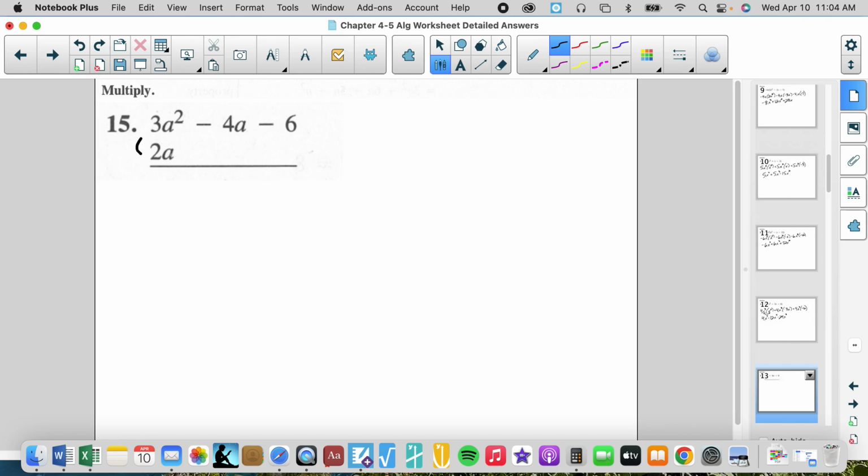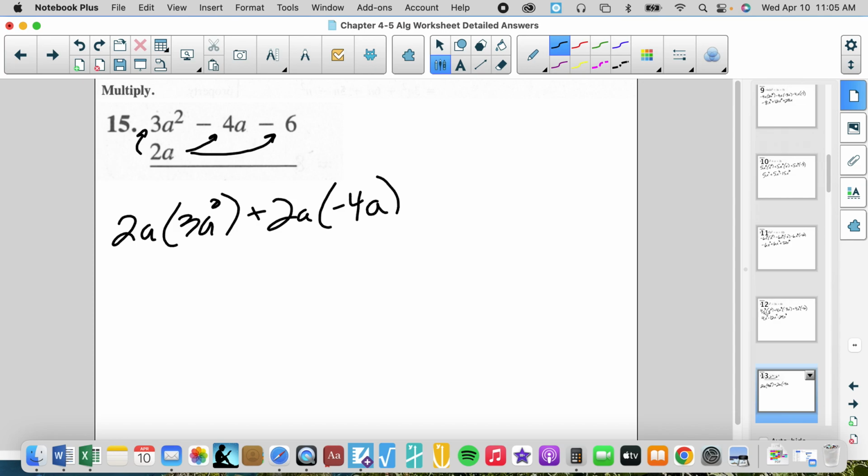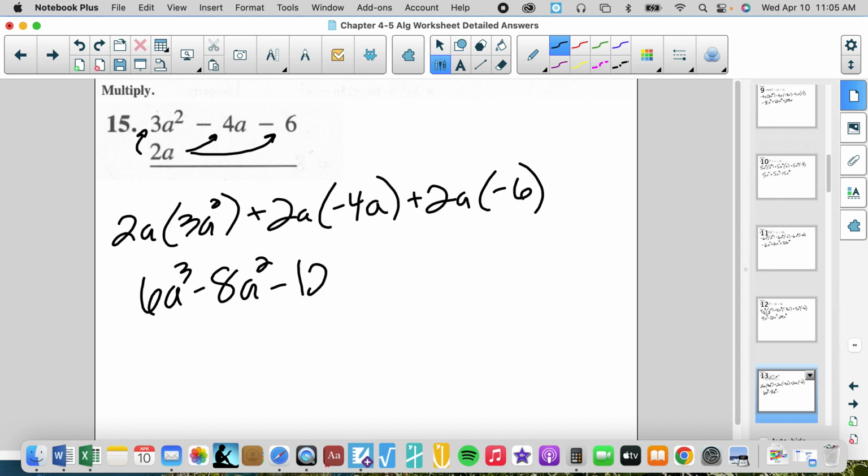Now we're going to distribute this to each of the terms. I'm going to take the time to rewrite each of the products. I don't know if that's how they want you to do it, whether they just want you to multiply and then put the answer down there. We'll try it this way to start. I'll do it the other way. 6a to the third minus 8a squared minus 12a.